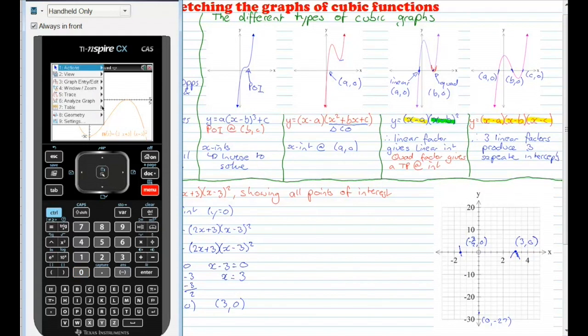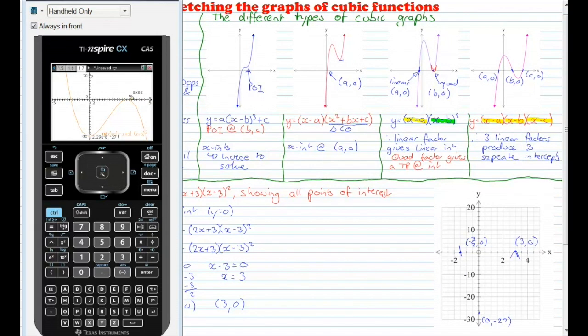So to do that, I go menu, I go down to analyze graph. I'm going to go to minimum first of all to find the minimum one. I go lower bound to the left, over to the right, and it says my turning point is at 2.29 times 10 to the power of negative 8, comma, negative 27. So what that basically means is 0, negative 27, because 2.29 times 10 to the power of negative 8 is really, really small. Now, if you have a look over on this graph here, we've already got the dot at 0, negative 27, so that's fantastic. Now we know that the other turning point is actually going to be up here at 3, 0 because it's a quadratic factor, so we don't need to look for that.